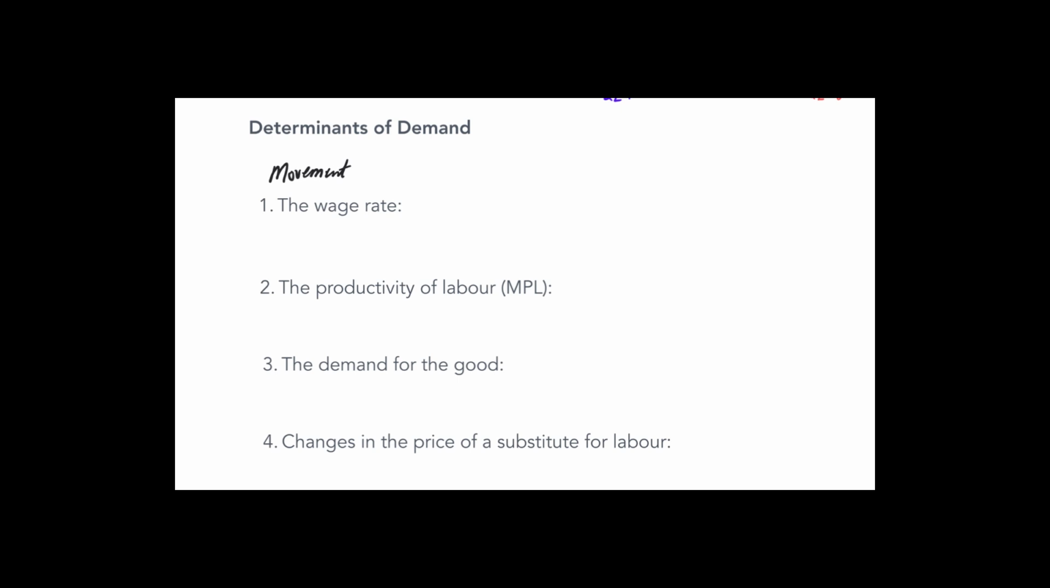The first one is the movement along the curve wala factor. Wage rate is the movement along the curve wala factor. What it tells us is that if the wage rate goes up, the quantity demanded for labor is going to go down. And if wage rate goes down, then the quantity demanded for labor is going to go up.